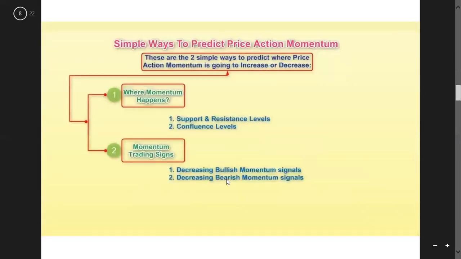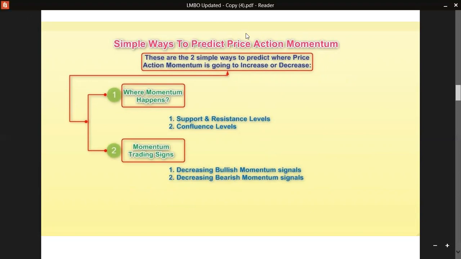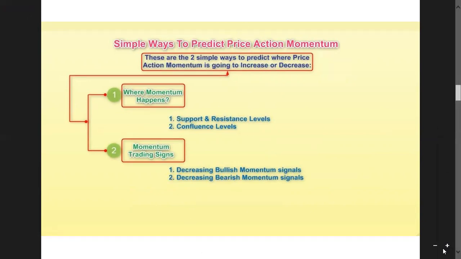And then, where can this momentum loss happen? How can we understand the momentum trading signs? Okay, this is very easy. When you go to the chart, you will find so many support and resistance levels. The sign is that momentum will be lost at support and resistance. If there is no support and resistance, if it is all clear all the way, then why would the momentum be lost? Momentum always loses on support and resistance.